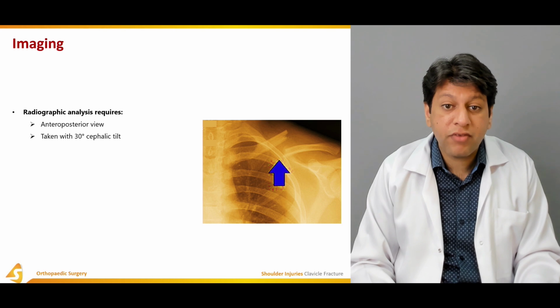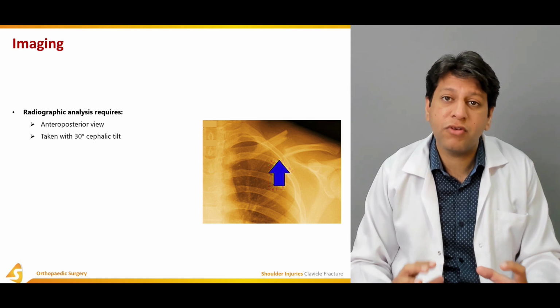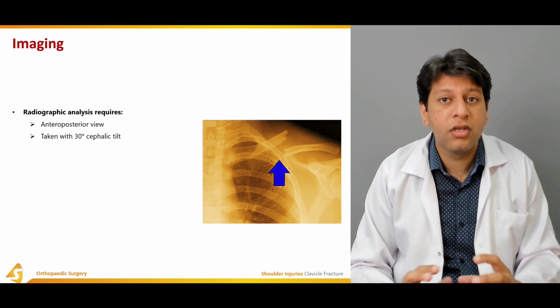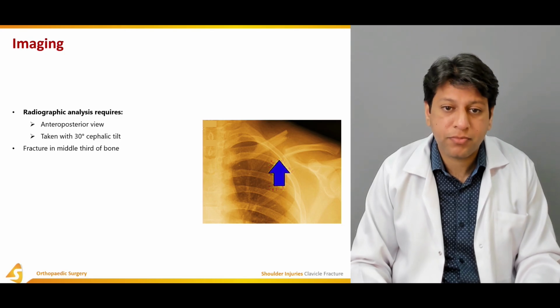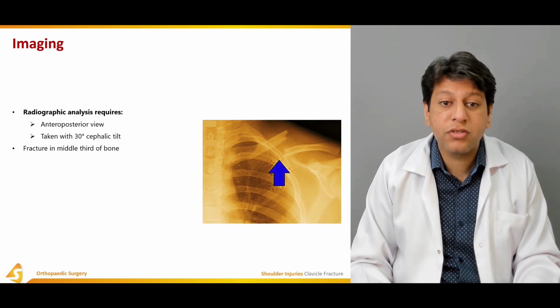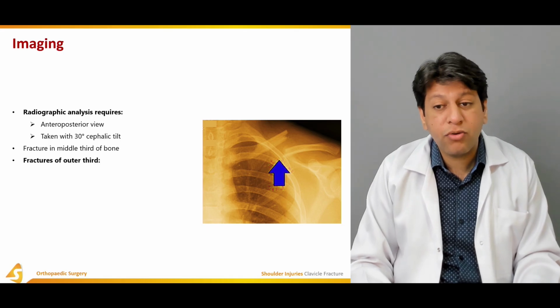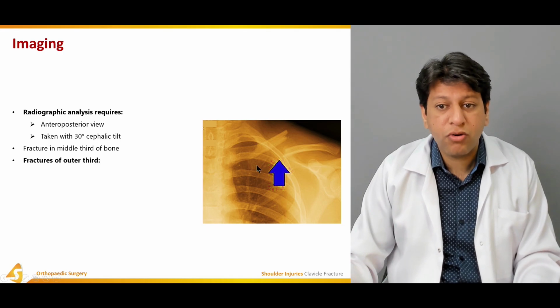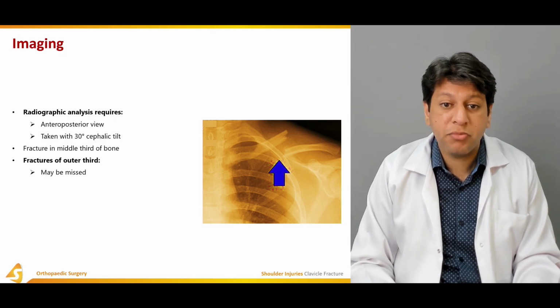Then it could be taken with a 30-degree cephalic tilt. Now, why is this cephalic tilt there? Because usually our shoulder is in 30 degrees of retroversion. So to make it a true AP, we have to take it in a cephalic tilt at times. Now coming to this, usually a fracture in the middle third of the bone is very much visible, and it could be in the outer 1/3 or in the medial 1/3 as well. But it can be missed at times.